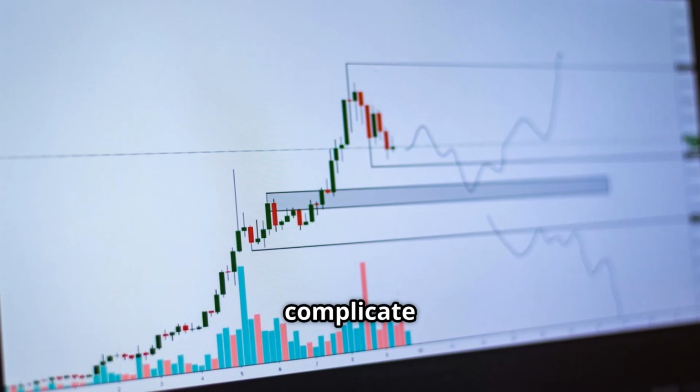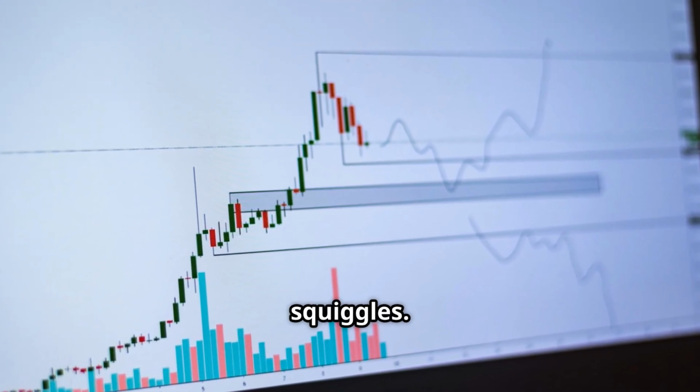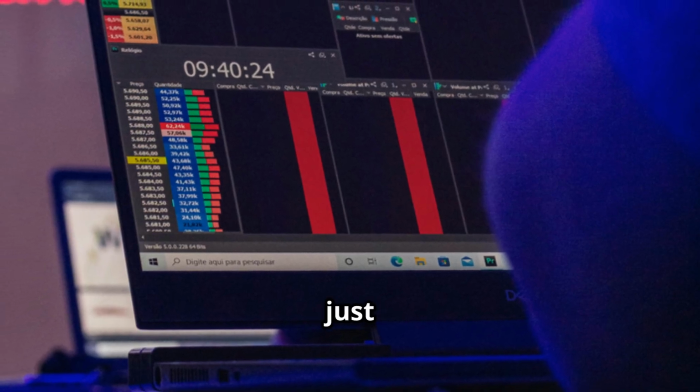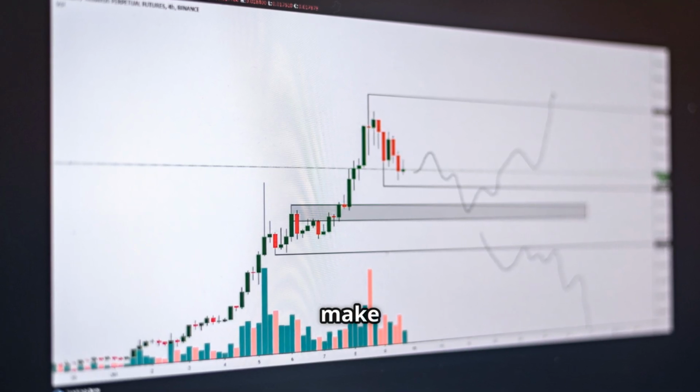So many people complicate trading. They fill their charts with dozens of confusing lines and squiggles. They think more indicators mean better signals. That is just not true. It often leads to analysis paralysis. You miss the trade or make the wrong move.